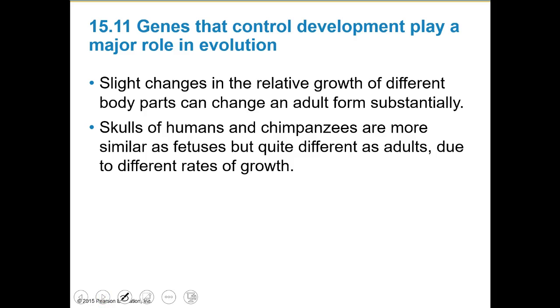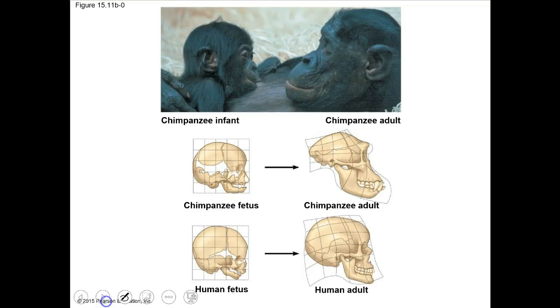You can get slight changes in the relative growth of different body parts, and they can change the adult form substantially. Skulls of humans and chimpanzees are more similar as fetuses, but quite different as adults due to different growth rates. So we look very similar to chimpanzees as babies, but as we grow and develop, with different expression of genetics and things like that, you get vastly different appearances.